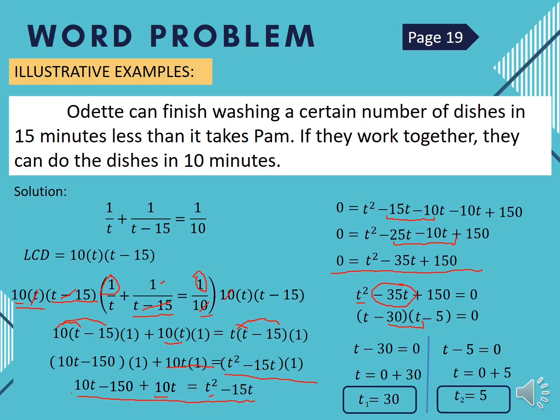Now let us solve the two resulting linear equations. So t minus 30 equals 0. Another one is t minus 5 is equal to 0. Let us find the value of t. T is equal to 0 plus 30. T is equal to 30, and that is t sub 1. And then t is equal to 0 plus 5. So we have t is equal to 5. So t sub 1 is 30, t sub 2 is equal to 5.